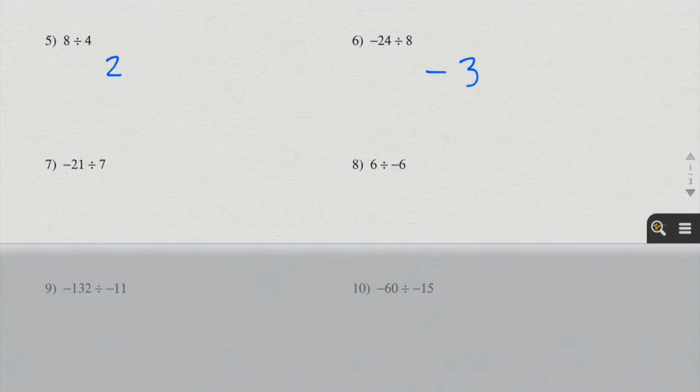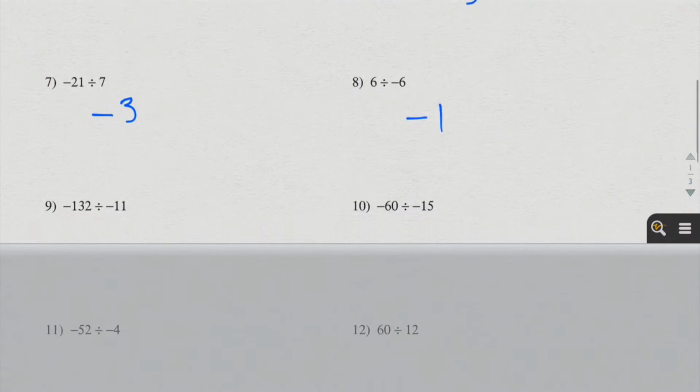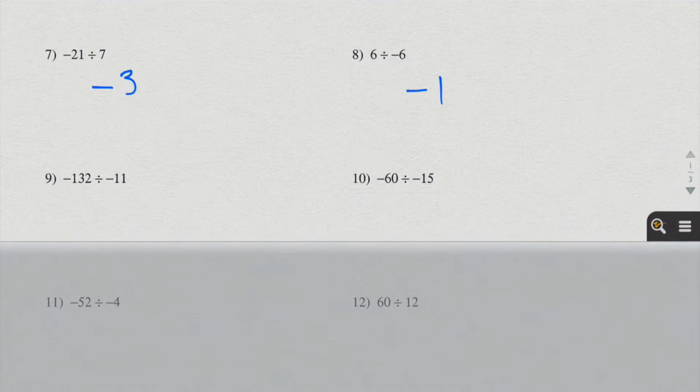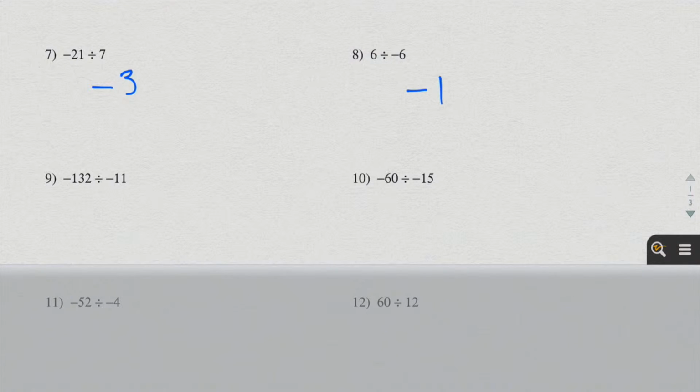Number 7, negative 21 divided by 7. Negative divided by a positive is a negative. 21 divided by 7 is 3. Number 8, 6 divided by negative 6. We're going to end up getting negative 1. Number 9, negative 132 divided by 11. Negative divided by a negative is positive. 132 divided by 11 is 12.